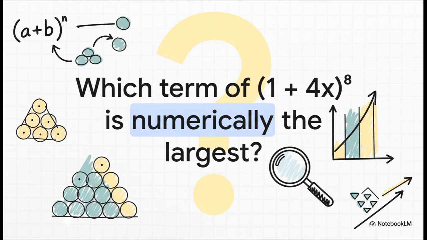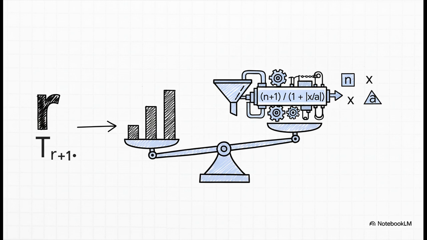Let's make it concrete. Imagine you have an expansion like (1 + 4x)^8. And let's say we give x a value, maybe x is 1/2. One of those 9 terms is going to be bigger than all the others. The values kind of rise up and then fall back down. We're trying to find the very peak of that mountain. And this formula is the machine that finds it.